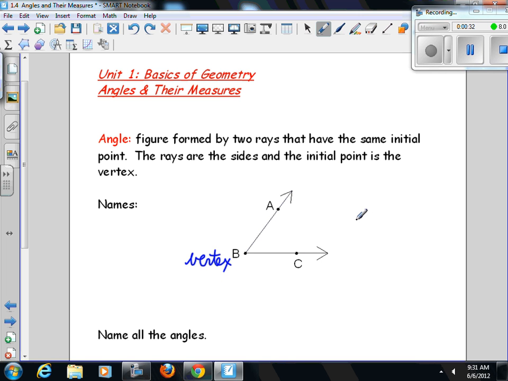There are a couple of different ways that we can name this angle. We can call it angle, and this is the symbol for angle. This little symbol looks like an L that you've leaned on a little bit. Angle ABC or angle CBA. Keep in mind the vertex must be the middle letter.